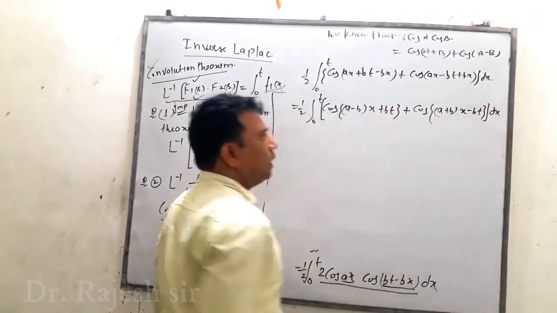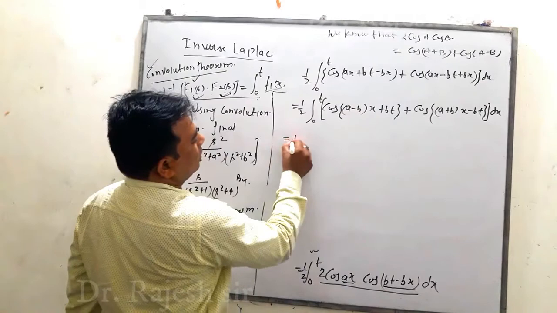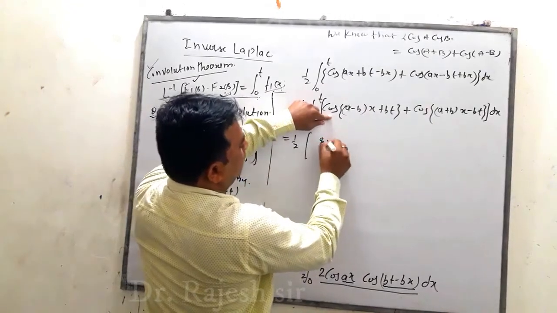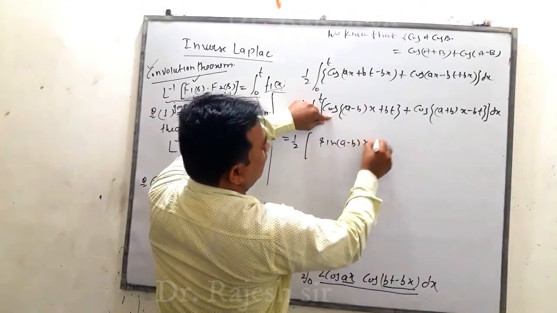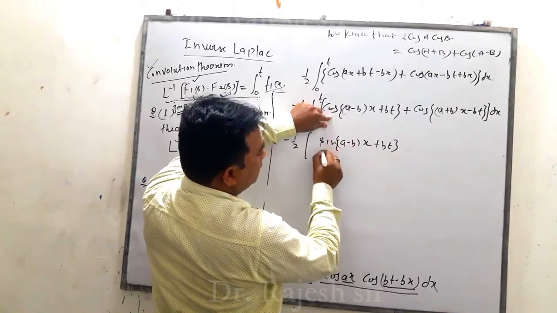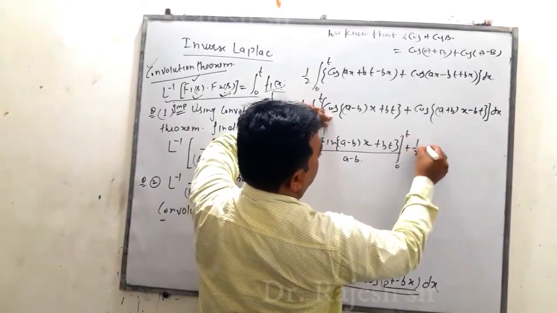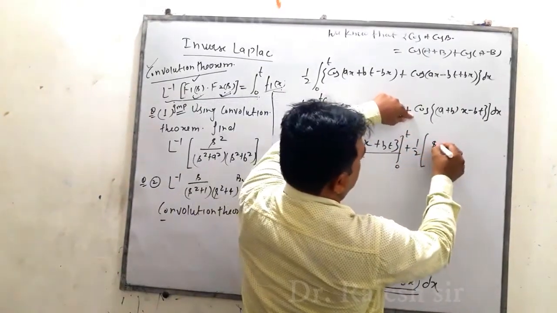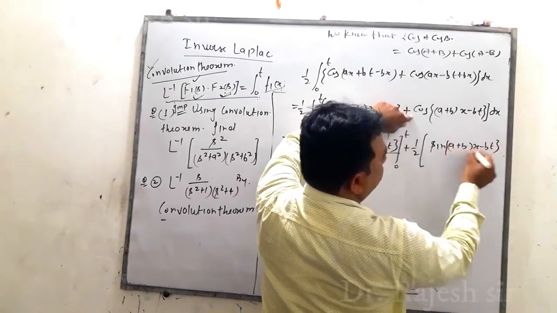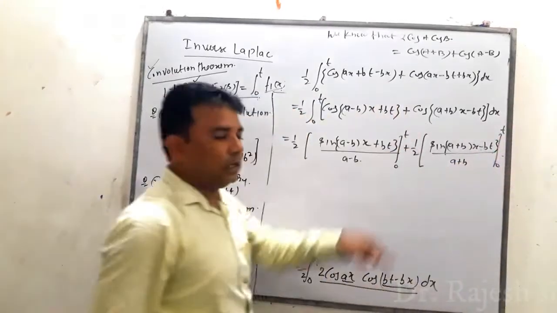Now integrating this function with respect to x. 1 by 2 times the integral of cos((a minus b)x plus bt), where bt is constant, gives sin((a minus b)x plus bt) divided by the coefficient of x, a minus b, with limit 0 to t, plus 1 by 2 times the next function, sin((a plus b)x minus bt) divided by the coefficient of x, a plus b, with limit 0 to t.